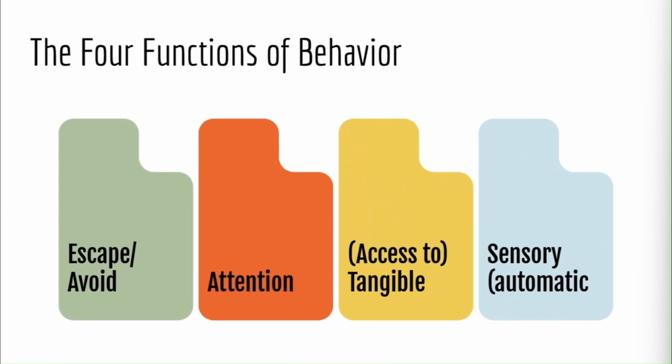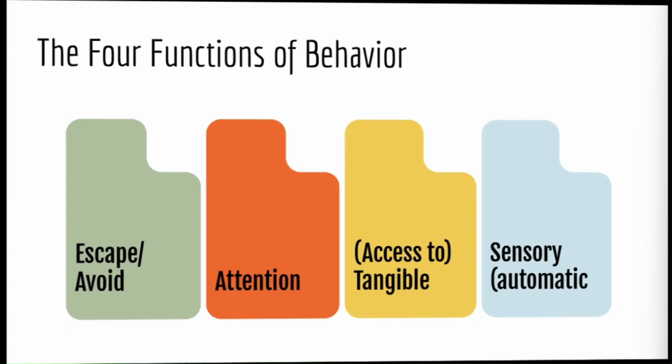The four functions of behavior. There are four main reasons why people engage in any behavior. We call them the four functions of behavior. Let's remember them by the acronym EATS. So for E, we have escape or avoid. A, we have attention. For T, we have tangible or access to tangible. And for S, we have our sensory automatic. Let's take a closer look at each.